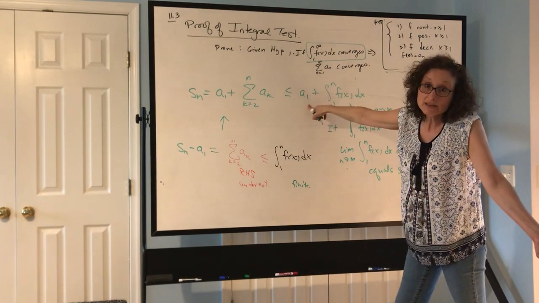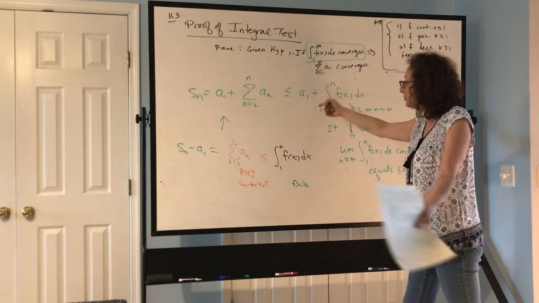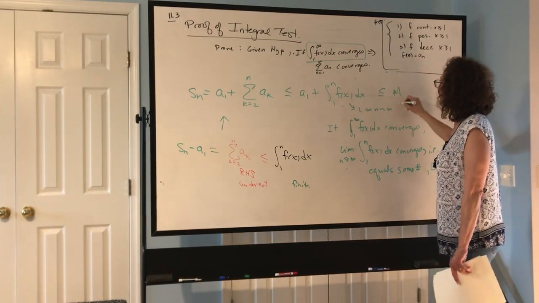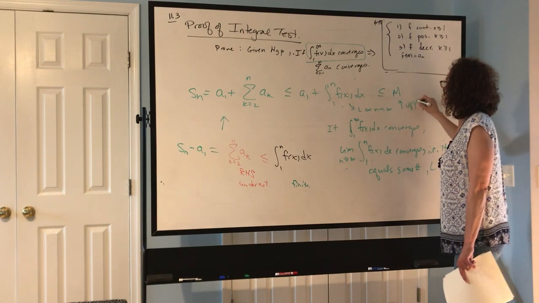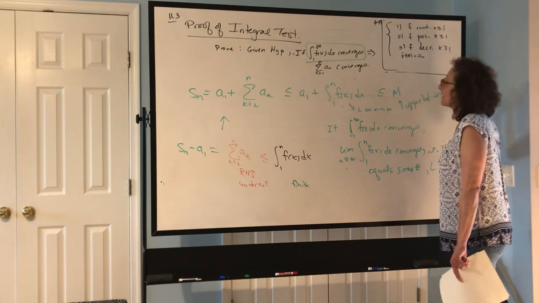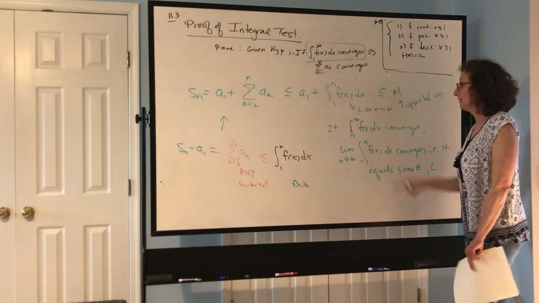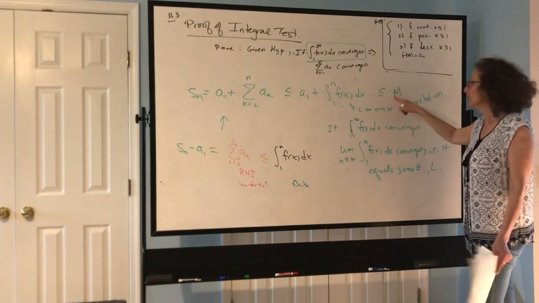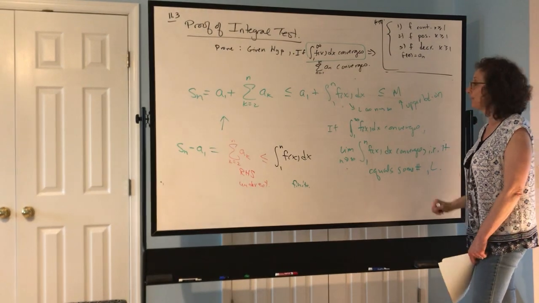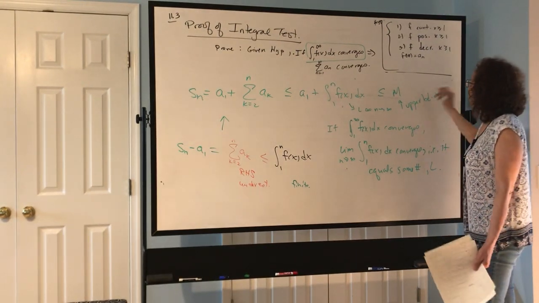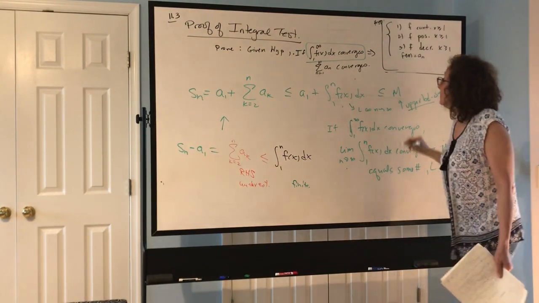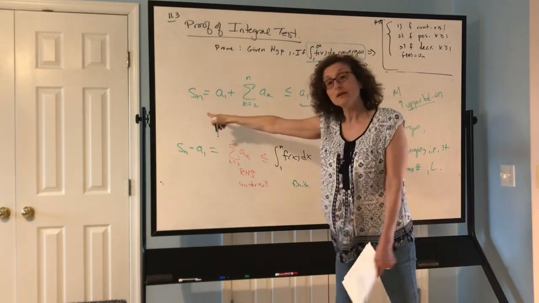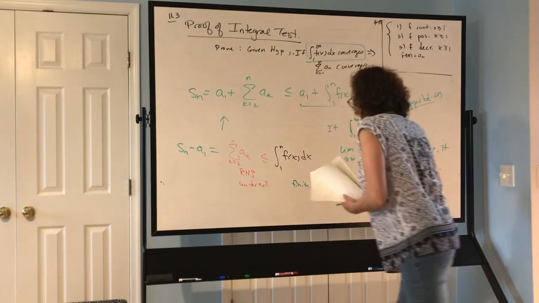A1 is a constant, right? So L plus a constant is going to be smaller than some number M, which is an upper bound on this expression. L is finite, right? L plus A1 is going to be less than or equal. There's lots of upper bounds, okay? So we've got an upper bound on this expression, but this expression is bigger than Sn. What does that mean? Whoa.